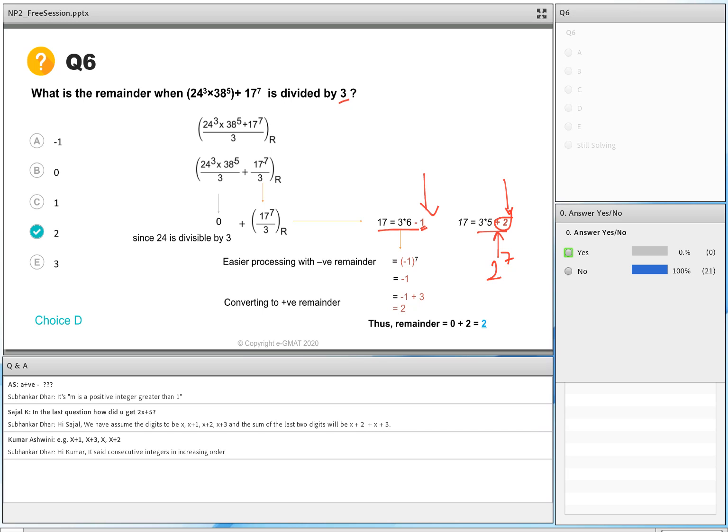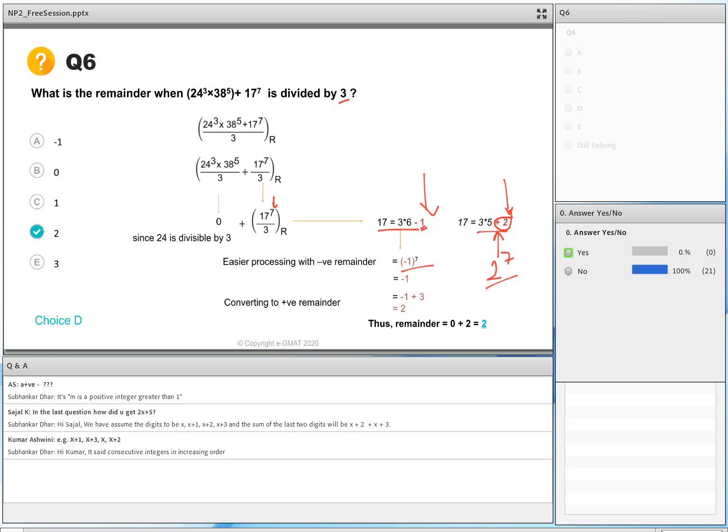And we have already discussed in the previous questions, if I get a remainder, I need to consider the power to the remainder as well to reach the final answer. So I'll not calculate 2 to the power 7. I'll indeed calculate -1 to the power 7. And this is a much easier calculation.